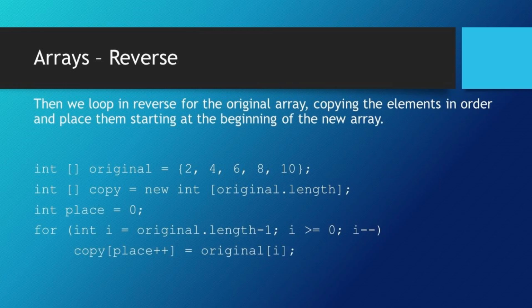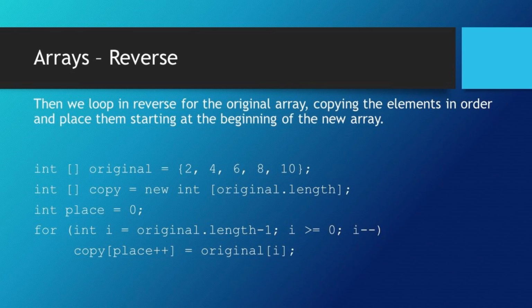Then we want to create a loop that will go in reverse for the original array, copying the elements in order and placing them starting at the beginning of the new array. We will have a local variable called place that will start at index 0, then a for loop that goes in the reverse order of the original array. So i starts at original.length minus 1 and continues as long as i is greater than or equal to 0, and is decremented by 1 each time.